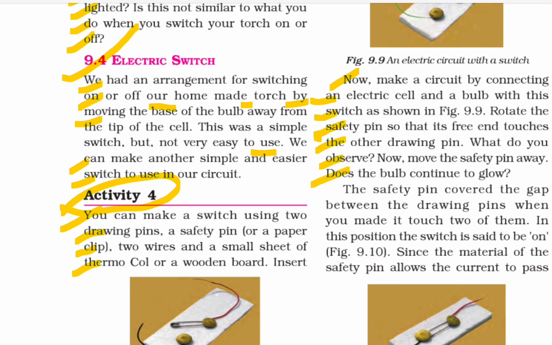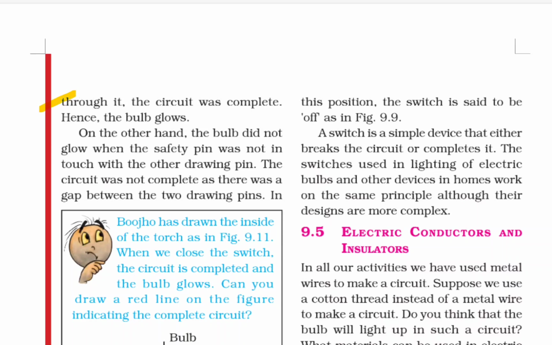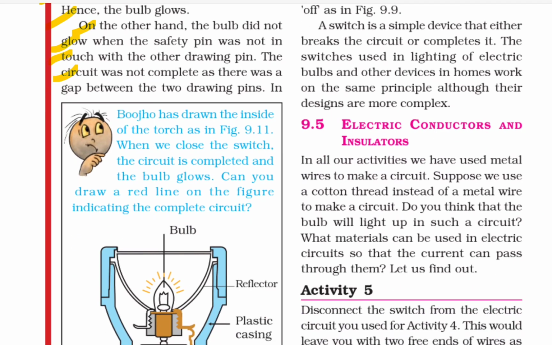Does the bulb continue to glow? The safety pin covered the gap between the drawing pins when you made it touch two of them. In this position, the switch is set to be on. Since the material of the safety pin allows the current to pass through it, the circuit was complete, hence the bulb glowed. On the other hand, the bulb did not glow when the safety pin was not in touch with the other drawing pins. The circuit was not complete as there was a gap between two drawing pins.